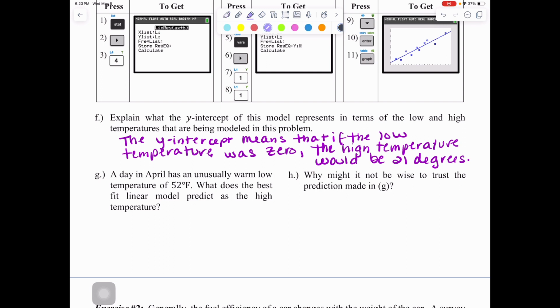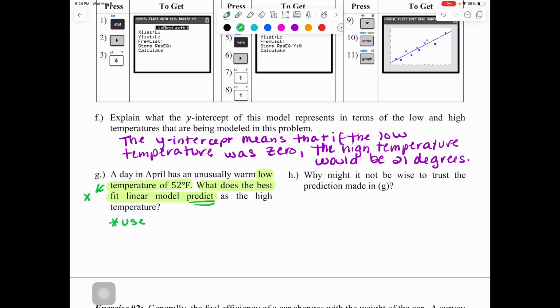So the next question, G, says a day in April has an unusually warm low temperature of 52. So they're giving us a low temperature of 52, which is unusually warm. What does the best fit linear model predict as the high temperature? So a couple of things here. They gave us a low temperature, so that is an x value. And when they say predict, they want us to use the equation.